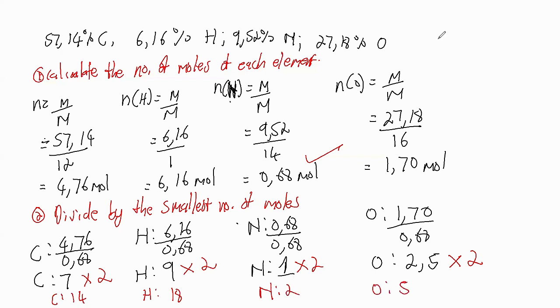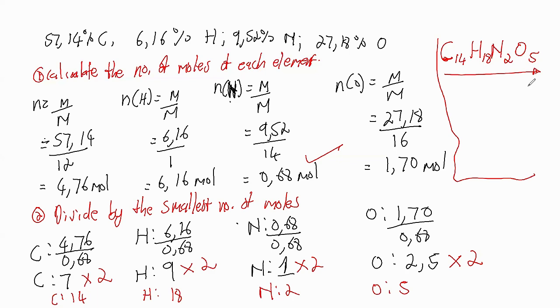So that means my empirical formula now will look like this. So this is C14H18N2O5. So that's my empirical formula. So that's how you were supposed to go about solving all of that for a total of 5 marks. So yep. And then let's now proceed.